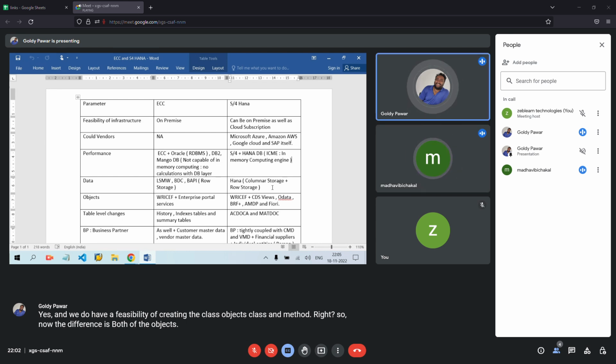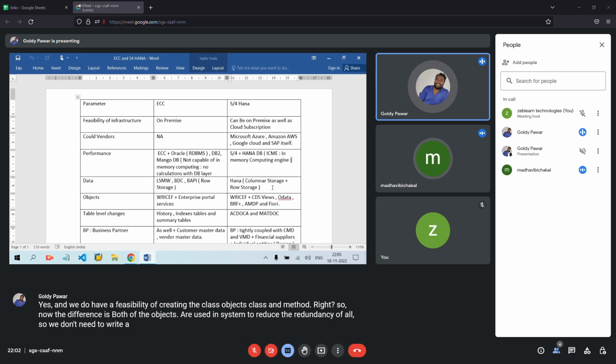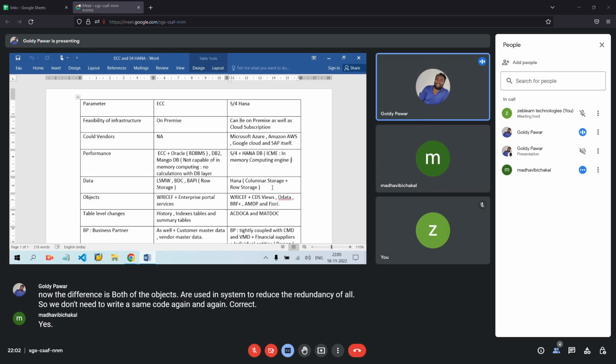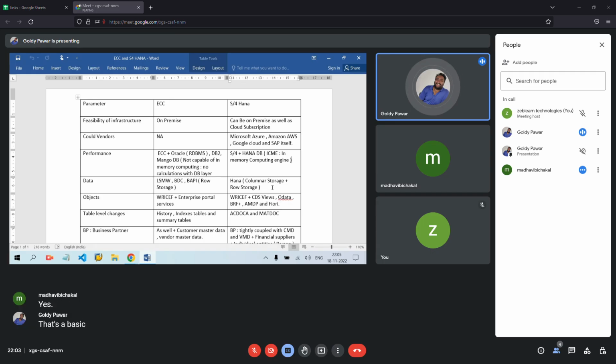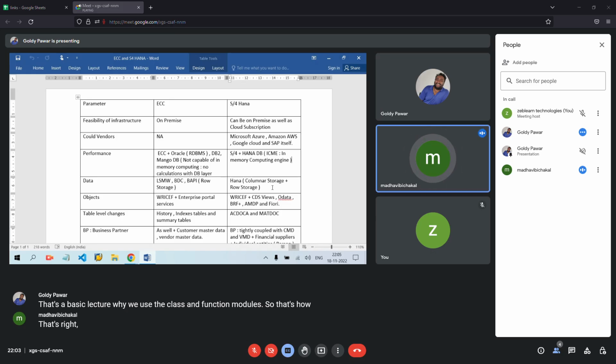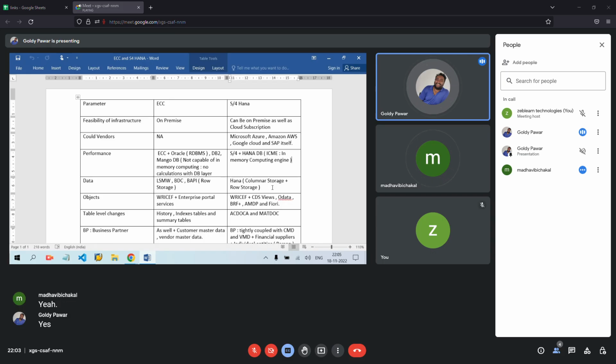Both of these objects are used in the system to reduce the redundancy of code, so we don't need to write the same code again and again. That's the basic architecture, why we use classes and function modules. That's right, because we can use the same class for multiple functionalities, multiple times, and the same function modules multiple times. Correct.